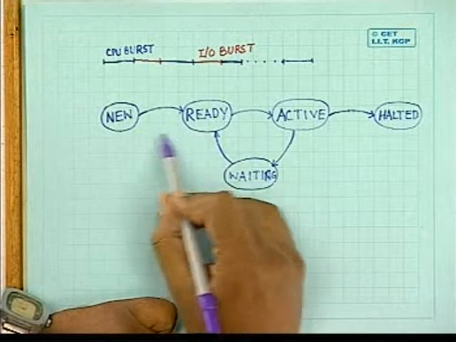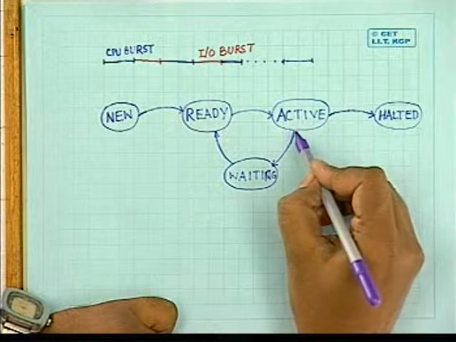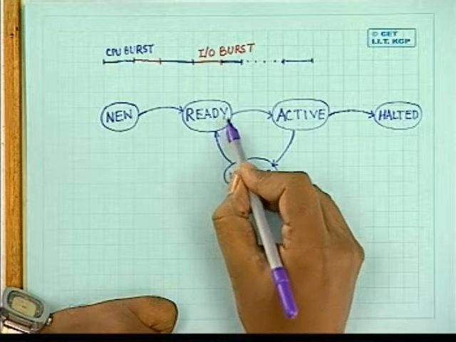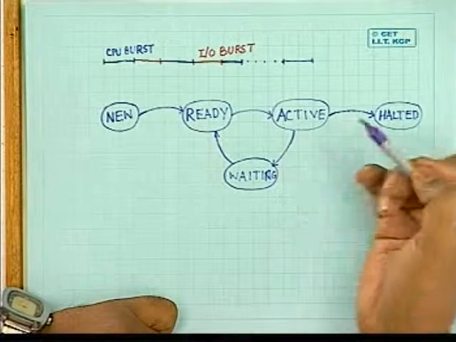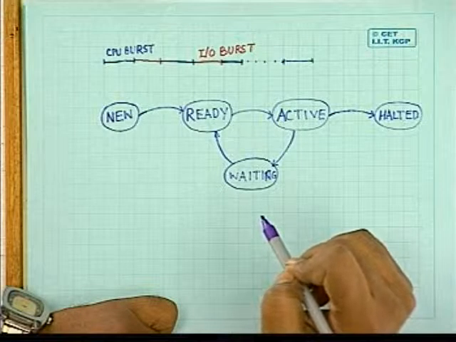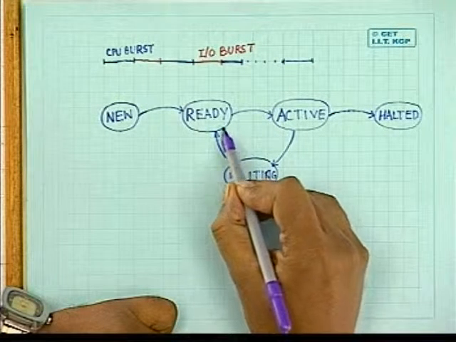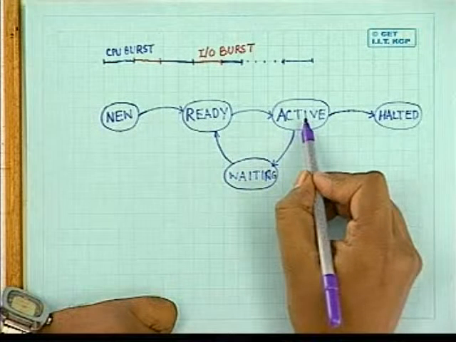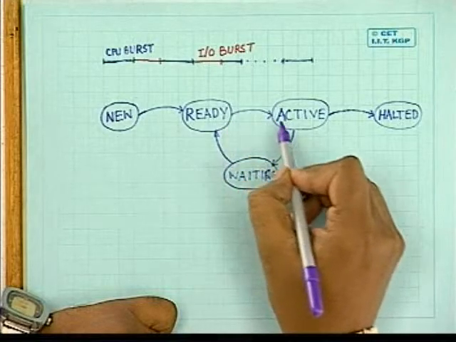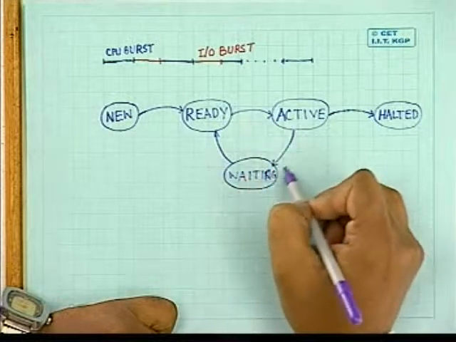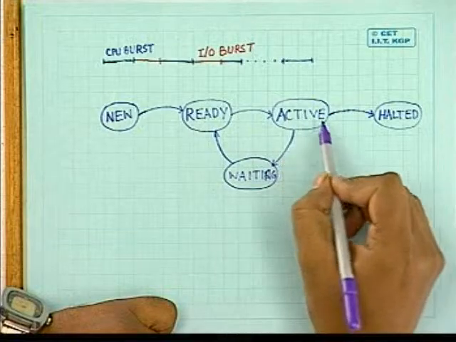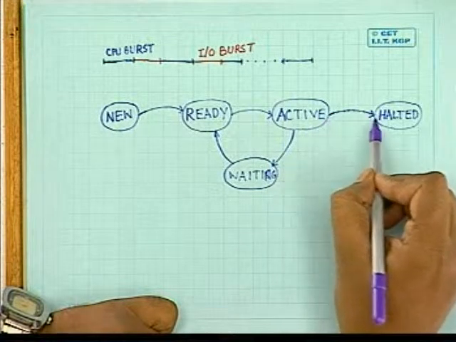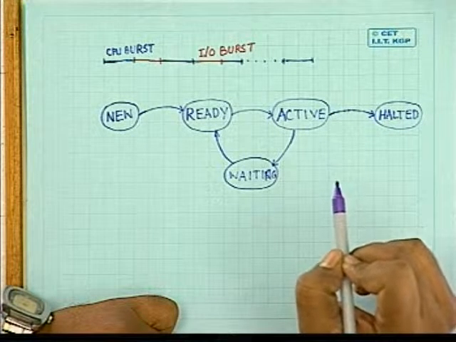So you find that from the active state, the job will go to waiting state, from waiting state to ready state, and from ready state it will again be active at some later time. Any typical job will go through a number of cycles from ready state to active state to waiting state to ready state again. So it goes through a number of cycles in these three states, and then finally when the last CPU burst of the job is complete, it will come out of the system and go to the halted state.